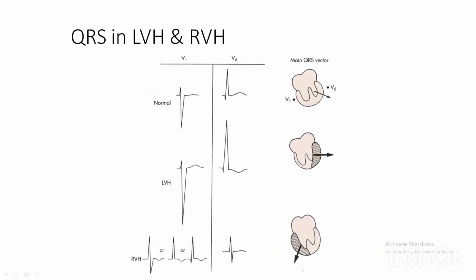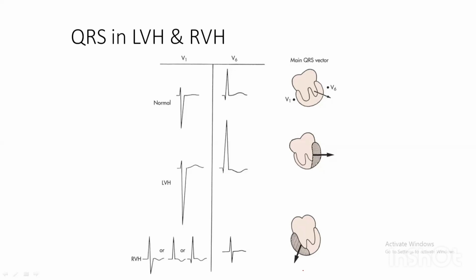And what do Q waves signify? Q waves signify damage to the myocardium. Q waves occur if there is an already infarcted heart. And Q waves are very important. If a pathological Q wave is present, it signifies that infarction has already occurred in that area of the heart. Now, QRS in LVH and RVH, left ventricular hypertrophy and right ventricular hypertrophy.